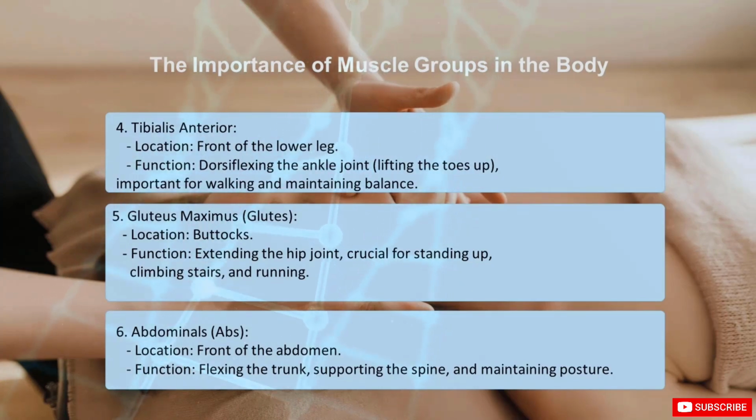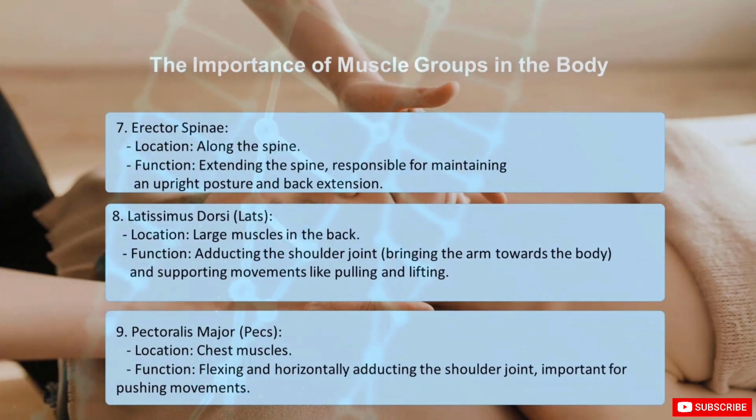5. Gluteus maximus, glutes. Location: buttocks. Function: extending the hip joint, crucial for standing up, climbing stairs, and running. 6. Abdominals, abs. Location: front of the abdomen. Function: flexing the trunk, supporting the spine, and maintaining posture.